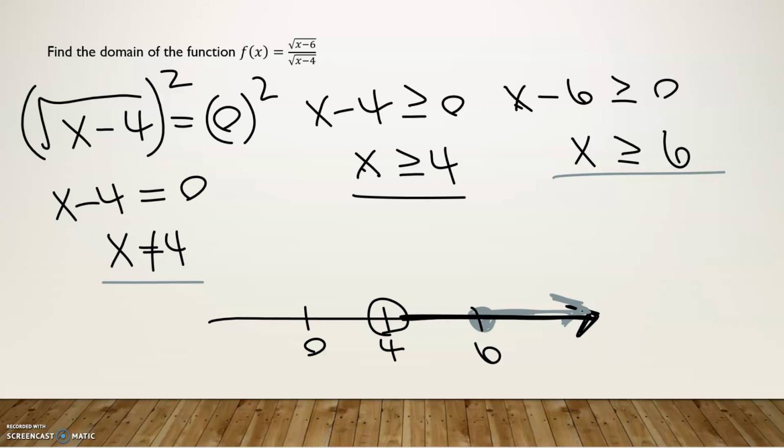Now, what we have here is we need to combine these together. So this is essentially an and inequality, which means we need to find where this overlaps. So where I have both colors, that starts at 6 and it goes out to infinity. Okay, so x greater than or equal to 6, or we can say we're going to start at 6 and include 6 and go out to positive infinity. That would be the domain for this one.